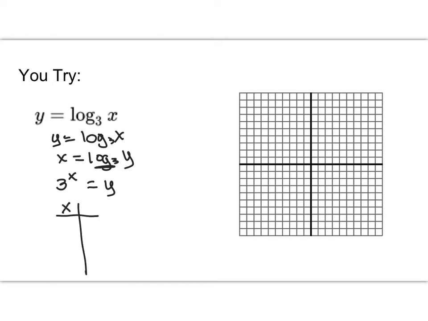And if I make a table of values for this function, 3 to the negative 2 would be 1 over 9. 3 to the negative 1 would be 1/3. 3 to the 0 is 1. 3 to the first is 3, and 3 squared is 9. And then I'm just going to switch the x and y values around. So 1/9, 1/3, 1, 3, 9.